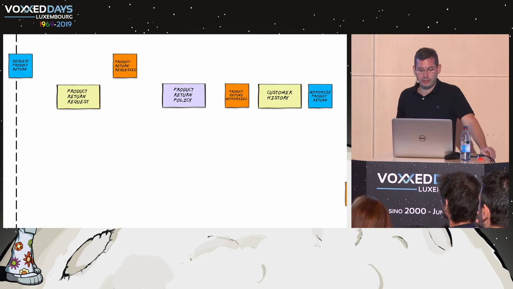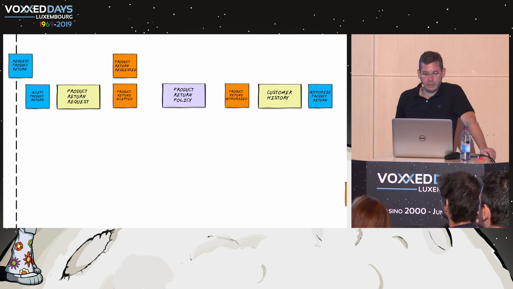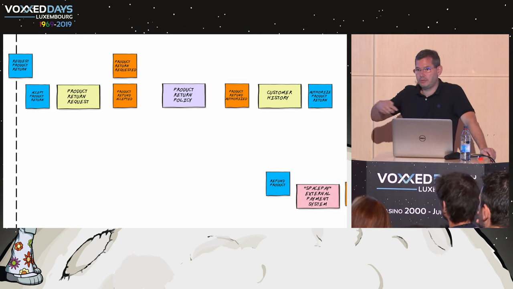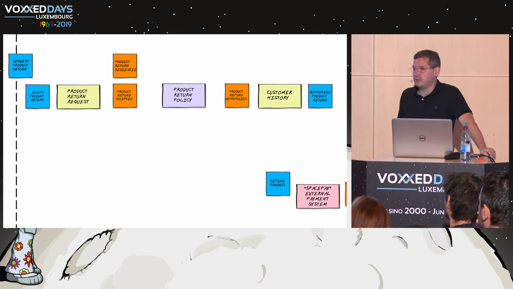So the product return could be authorized, which will be an event that will be reacted to by, yet again, this product return policy. It sends a command, accept product return, to the product return request, which will generate another event, product return refund accepted. And then the policy will again react and say, okay, refund product. This command will be sent to your payment system to refund the product. That's the easy, nice, happy path.